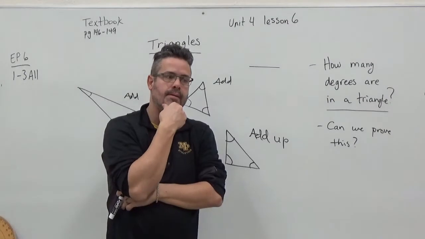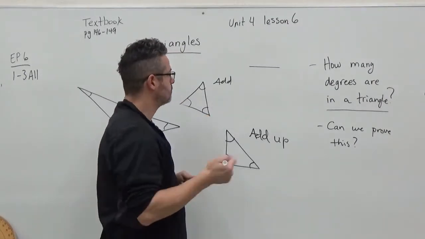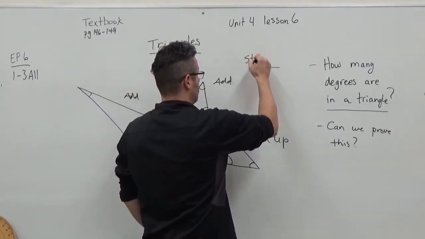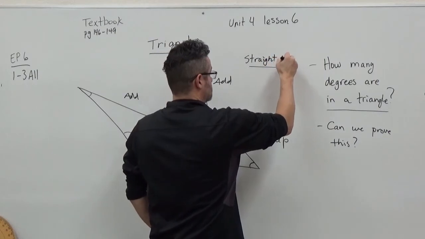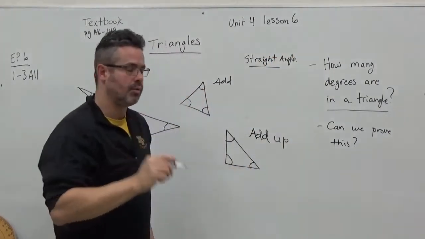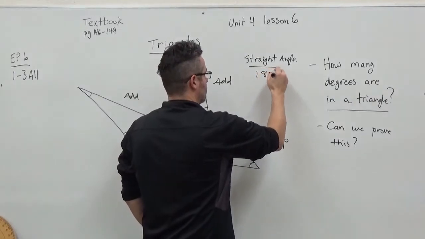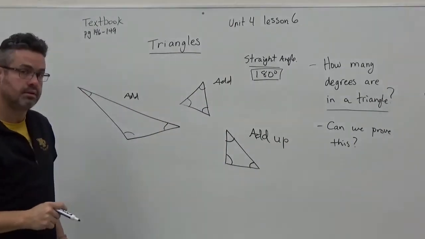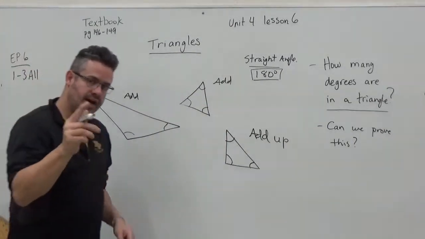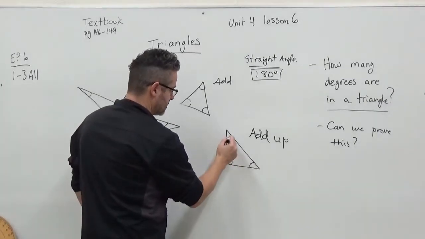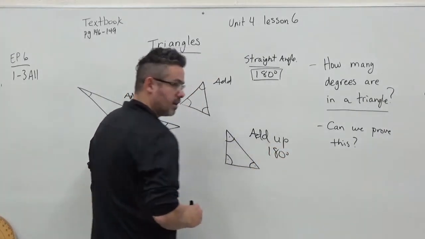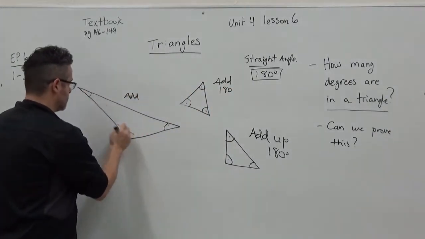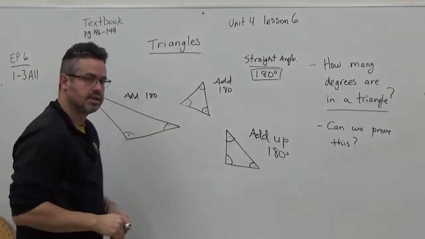So, how many degrees is a straight line? Well, remember, the other day we learned that this is called a straight angle. And we also learned that a straight angle has only one measurement, 180 degrees. So, what that tells us is that this plus this plus this equals 180 degrees. This plus this plus this equals 180 degrees. This, this, and this, 180 degrees.